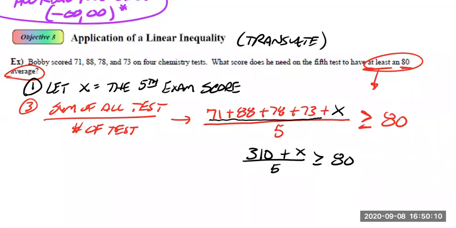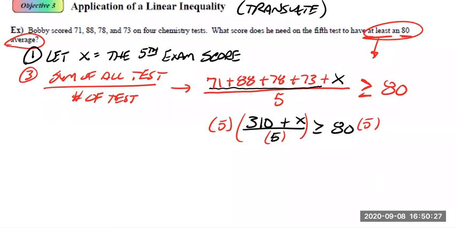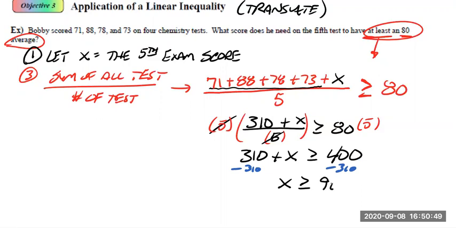And then think of this as one term. If I take this one term and multiply by 5, the factor in the denominator will cancel. So if I multiply both sides by 5, the denominator here will actually cancel. And I'm just left with the numerator, which is 310 plus X is greater than or equal to 80 times 5, which is 400. And then to get x by itself, we can just subtract 310 from both sides and get x is greater than or equal to 90.